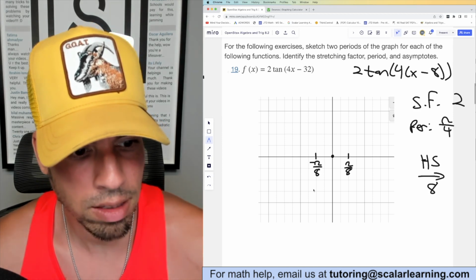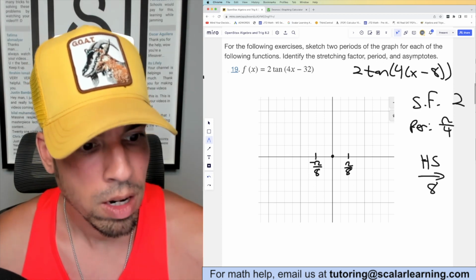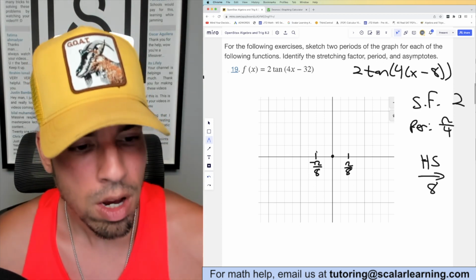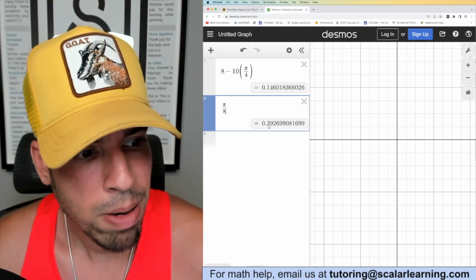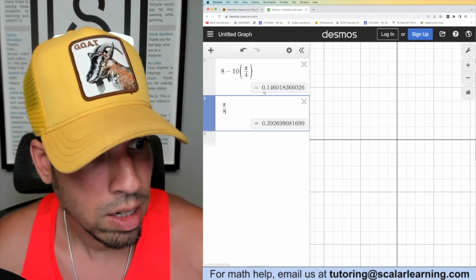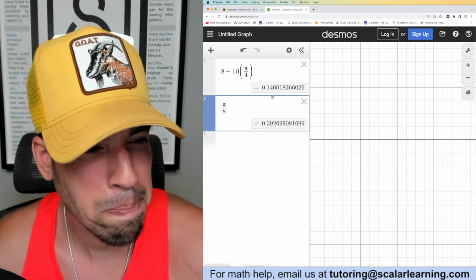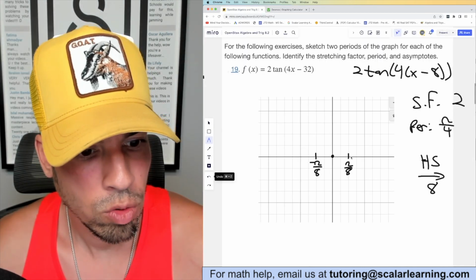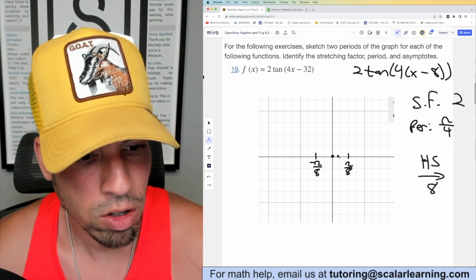So now if I label this as pi eighths, half of pi fourths, and this is negative pi eighths, this is a distance of pi fourths right here, right? Pi eighths, another pi eighths, it's pi fourths. And again, if pi eighths is 0.3926, this is 0.14. This is about a third. So 1, 2, 3. So I'd say maybe we're right here for that starting point.